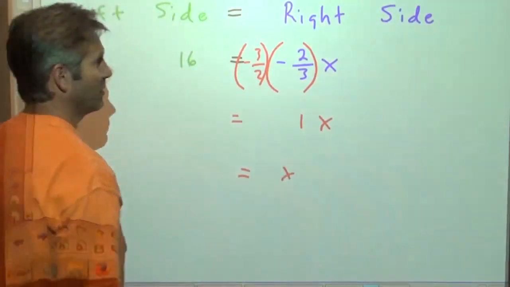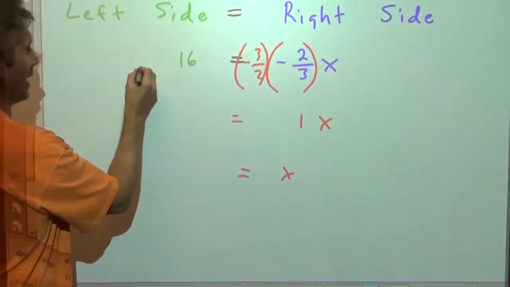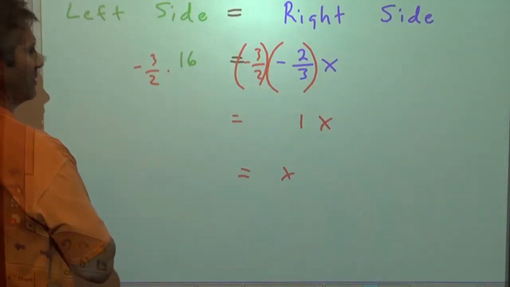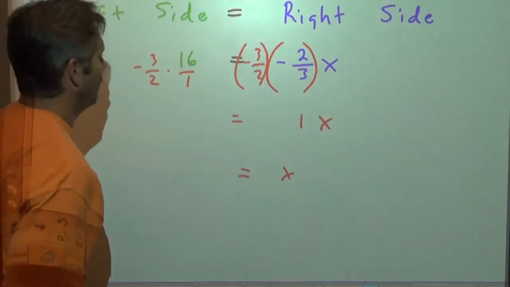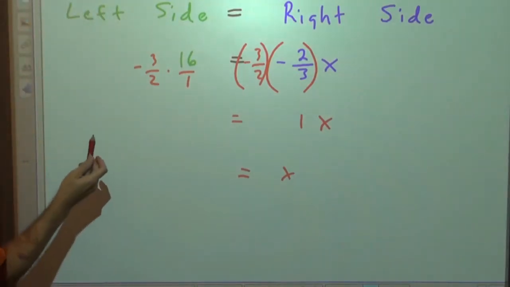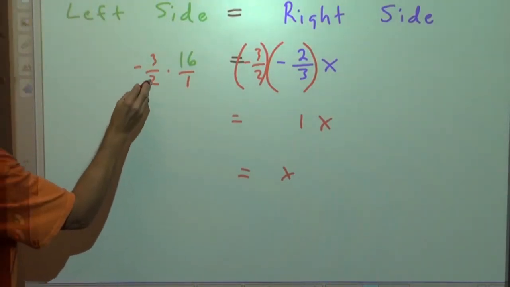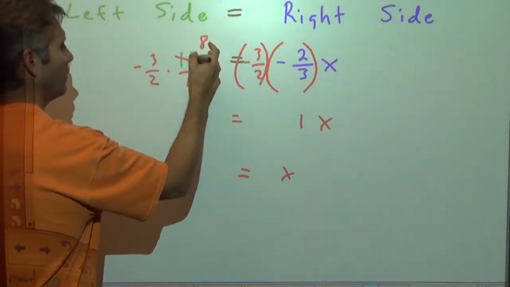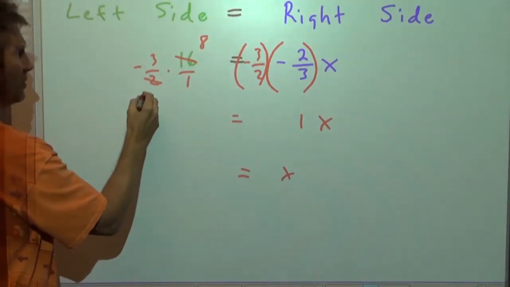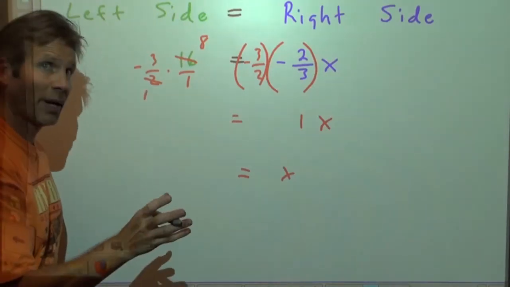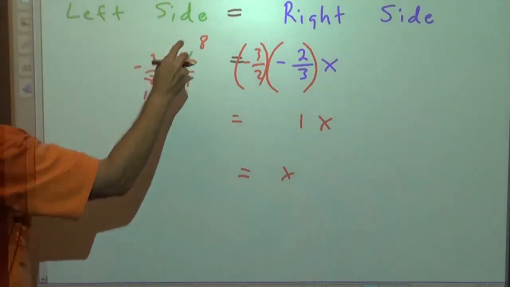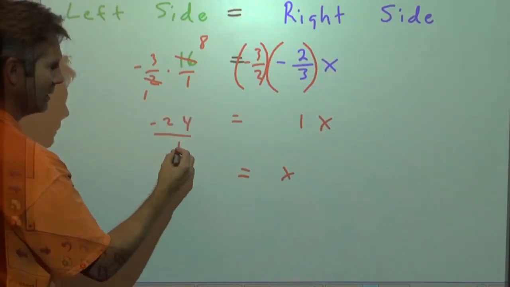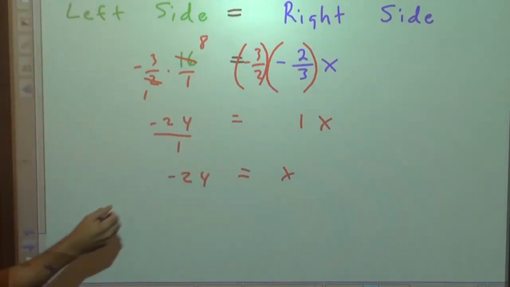So we got x by itself. Whatever we do on the right side, do the exact same thing on the left side. Multiply this by 16. Well, let's put 16 over the most important number in the entire world. 2 and 16 we could cross cancel. They have a common factor of 2. So we're going to divide top and bottom by 2, which is really just dividing by 1. But negative 3 times 8 is a negative 24. 1 times 1 is 1. So this is going to give us a negative 24 equals x.